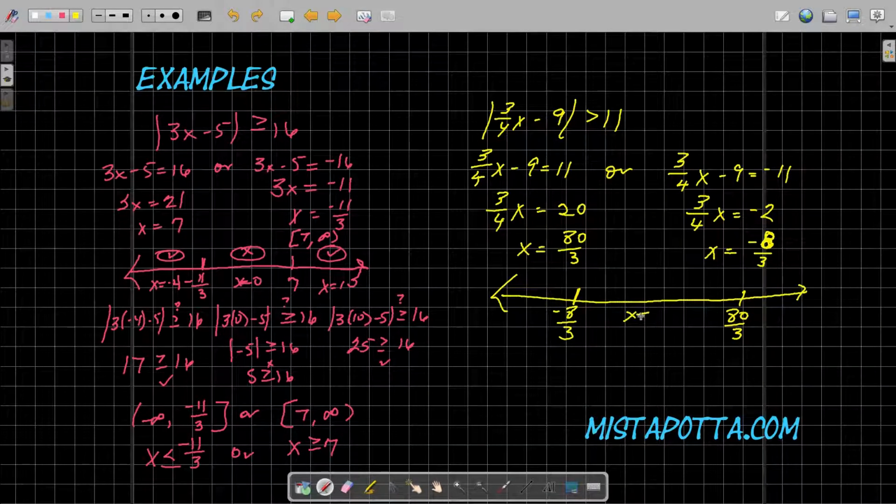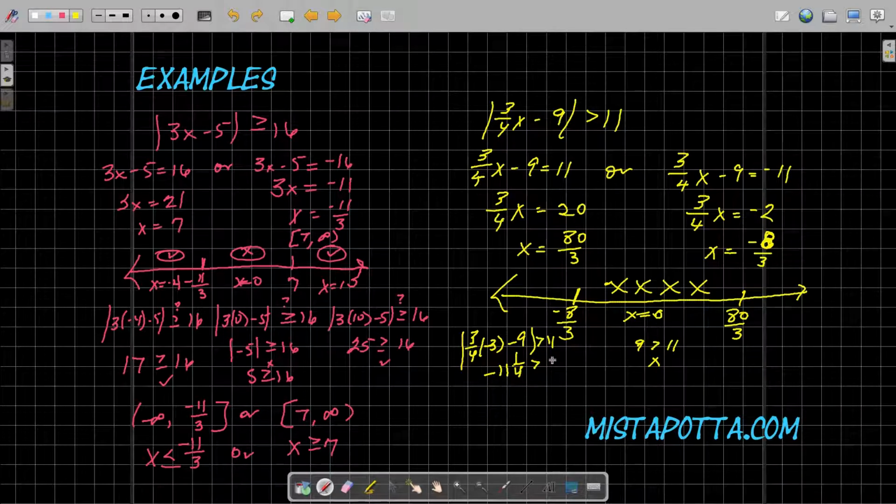So again, let's try x equals 0. That's the easiest number to substitute. Substituting 0 here, 0 minus 9 is negative 9. Is 9 greater than 11? No, that's not true. So this is not going to be part of my interval. I need a number that's smaller than negative 8 thirds, and negative 9 thirds would work, so negative 3. So if I have 3/4 of negative 3 minus 9, and I want to know, is this greater than 11? Well, 3/4 of that's going to give me negative 9/4. And if I have a negative 9 and I dig 9/4 deeper down, that's going to be negative 11 1/4.